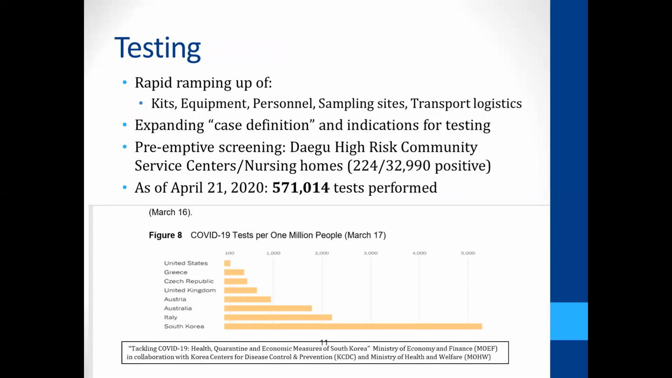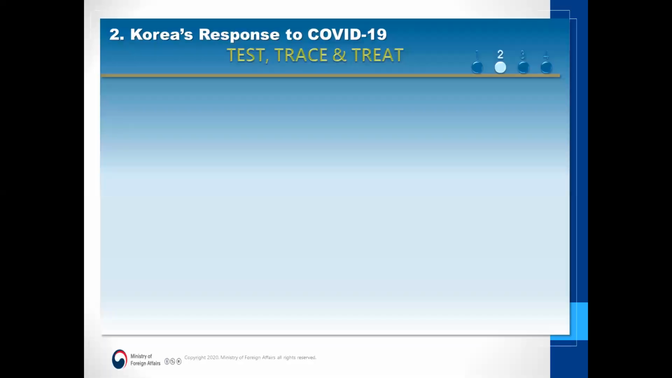However, the success of the testing rests not just on its scale, but also on its targeted use. For example, in Daegu, preemptive screening of around 33,000 people at community service centers and nursing homes revealed 224 positive cases, thus effectively preventing further spread.